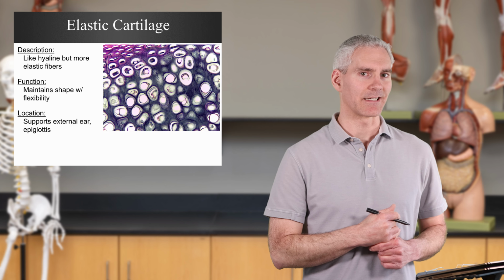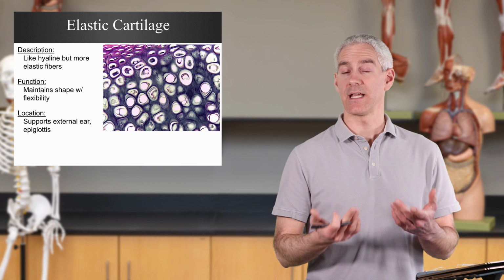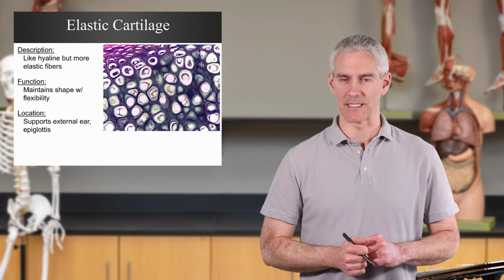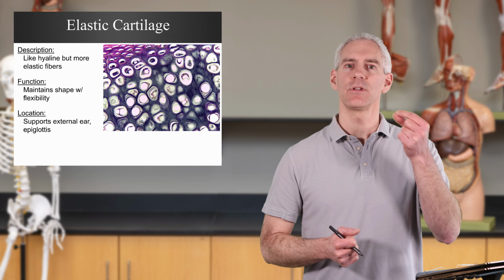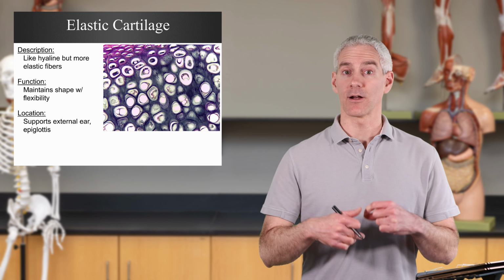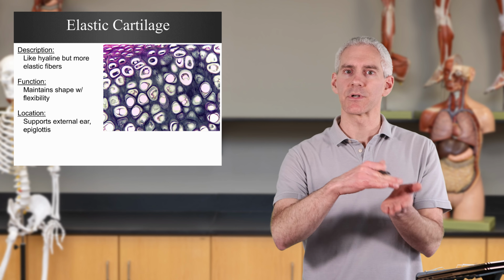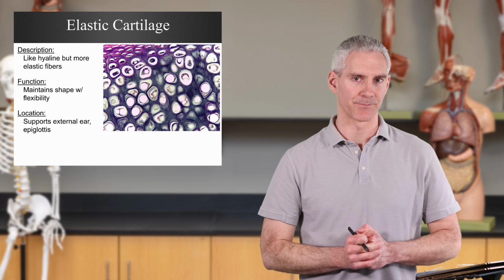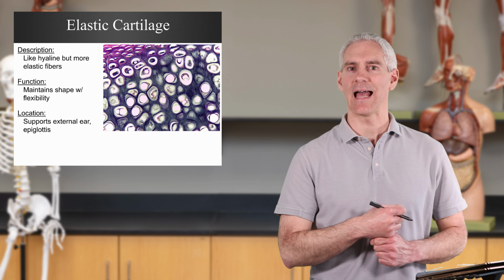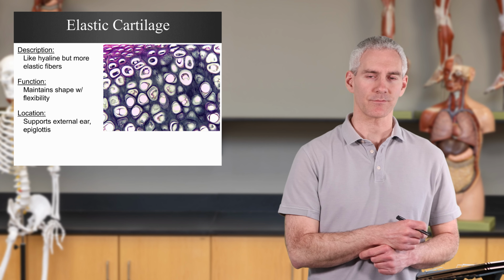So your elastic cartilage here, maintaining shape with flexibility. Both the external ear and the epiglottis are going to have a shape. It can bend, but it always goes back to the original shape. So that is your elastic cartilage.